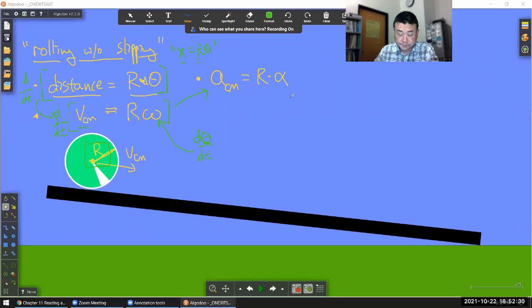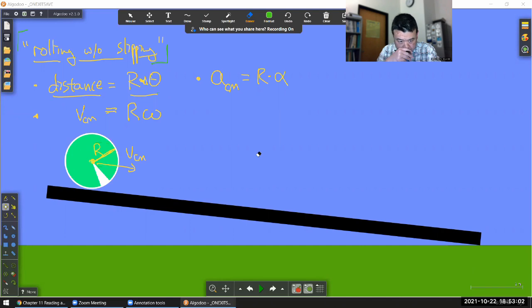And so if you are able to justify any one of these expressions based on a good physical description of rolling without slipping, then you can get to the other two from having justified one of the three expressions.